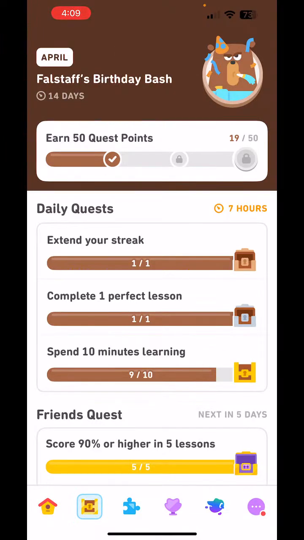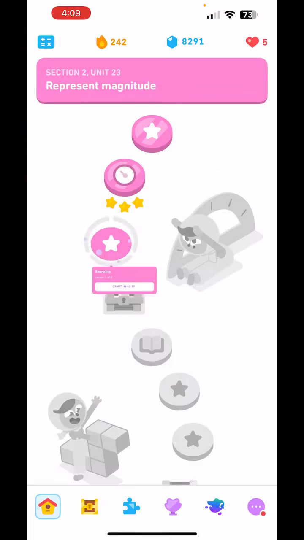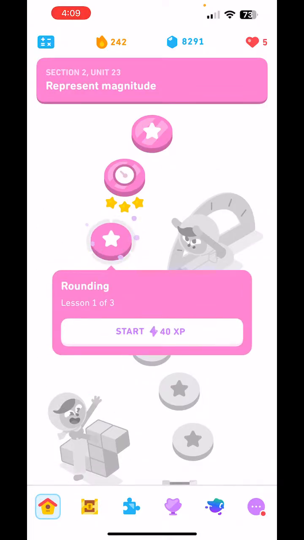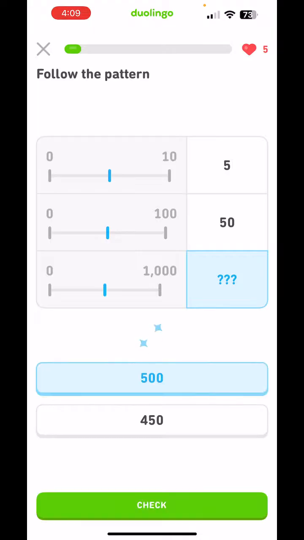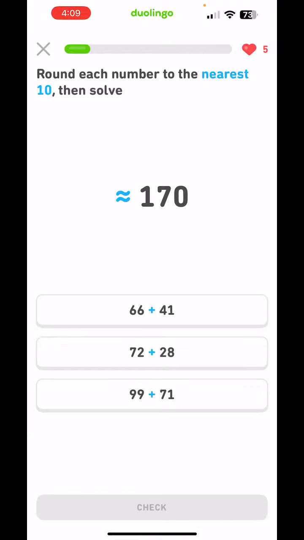We still have to do 1 more minute of learning, so let's move on to rounding. Of course, that was our segue into the next lesson. All right, so we have 550. Okay, let's just assume that is 500. Round each number to the nearest 10 and then solve. Okay, so we have 66 plus 41. Okay, and then we have 72 plus 28. And then 99 plus 70.